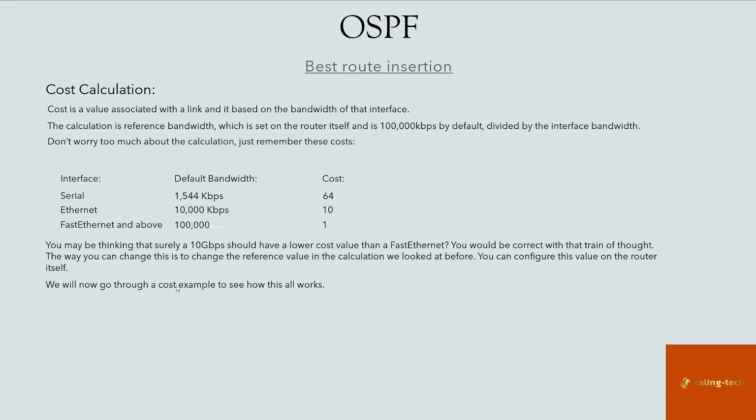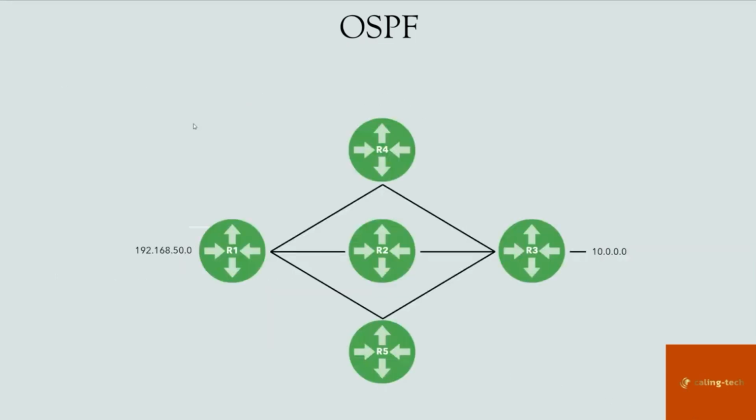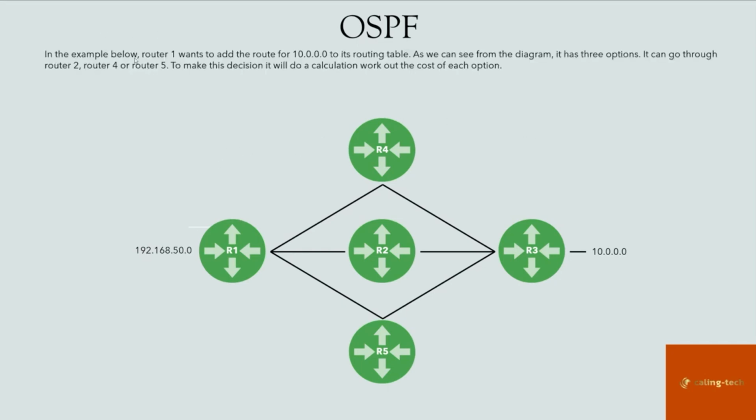So now what we're going to do is go through a cost example to see how it all works. So here we have a 5 router layout. At router 3's end, we have a prefix of 10.0.0.0, and at router 1's end, we have a prefix of 192.168.50.0. So in this example, router 1 wants to add router 3's known prefix of 10.0.0.0 to its routing database, or its routing table.